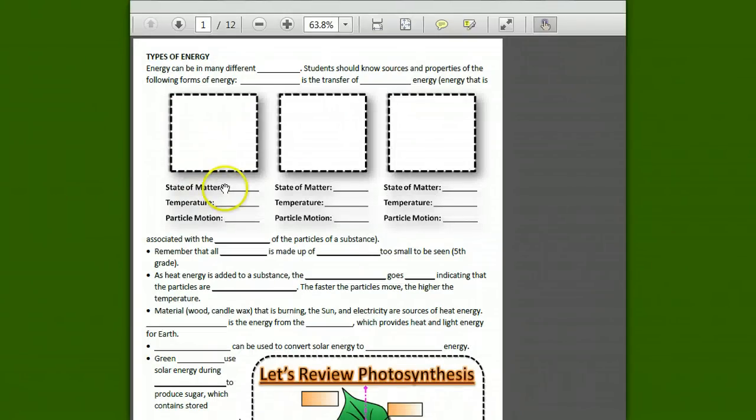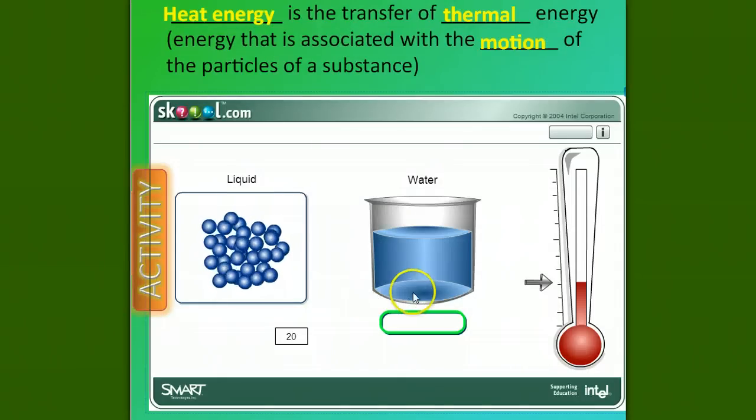So right here you should have written state of matter, liquid. Temperature should have been 20 degrees Celsius. You could have just put a C. And the particle motion, you could just say moving kind of medium, medium motion, not real fast, not real slow. And in the next box and the next box, I'll tell you what to write in a minute. All right, so that was water.